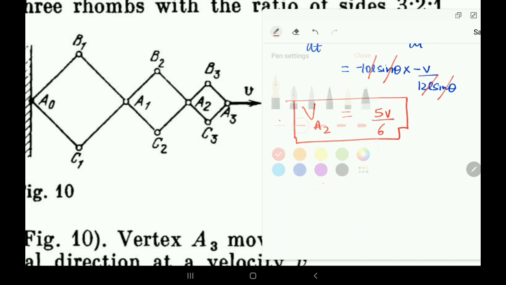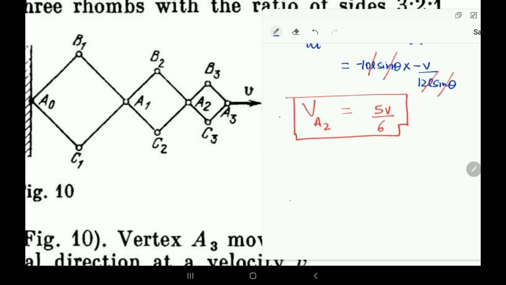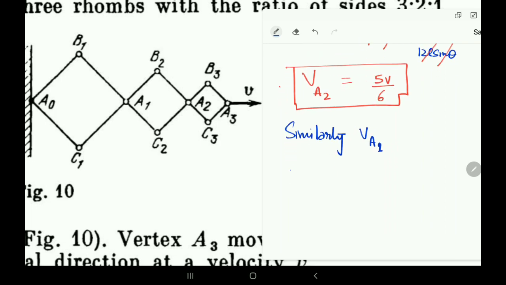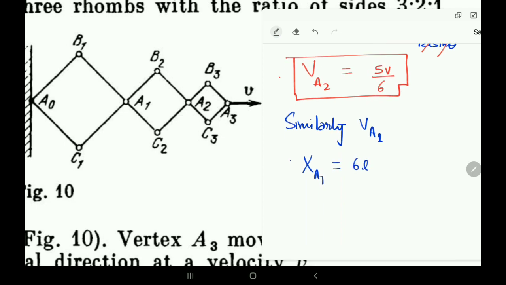I repeat, joint A2 is moving with a velocity 5v by 6. Alright. Similarly, if I want to calculate VA1, I'll do the same thing. I'll write its x coordinate. So it is basically 6L cos theta.